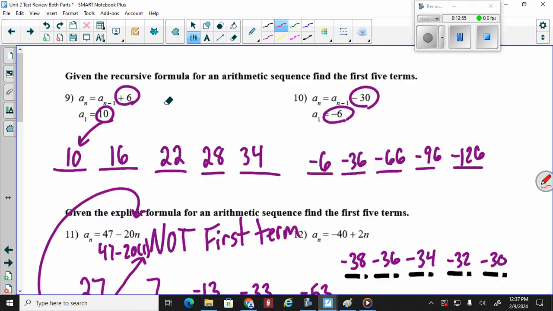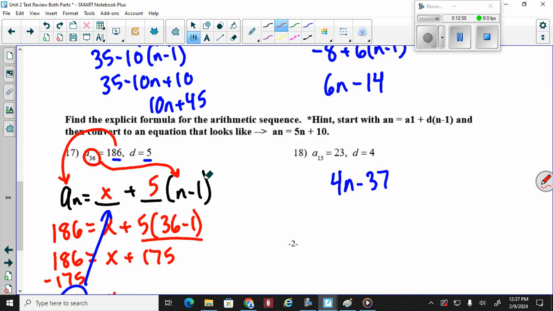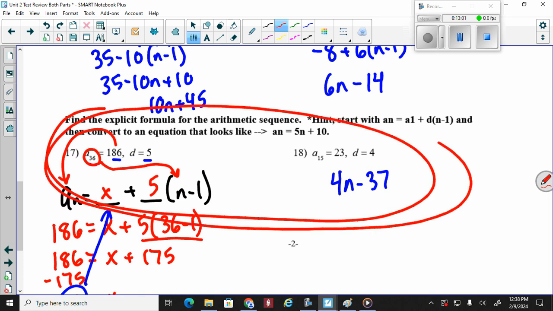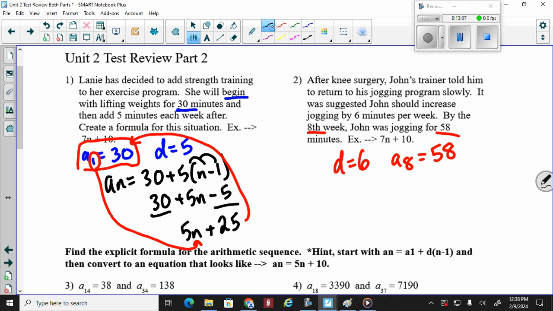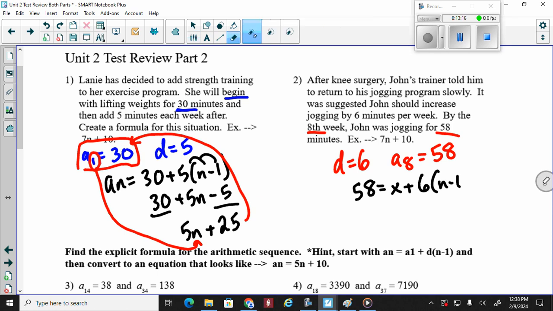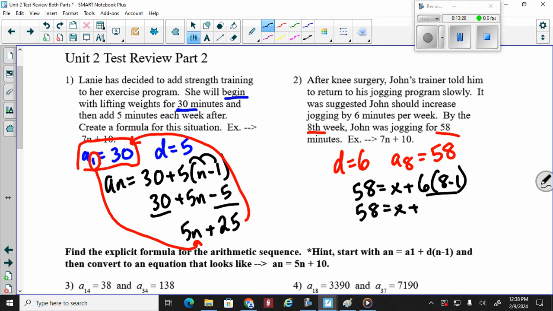Now this question, going back to part 1, is just like these two questions right here, where you're trying to find your first term. We've done this several times at this point. 58 is equal to x plus 6 times n minus 1, but it's no longer n minus 1 because we're using the information, so that's 8 minus 1. When I do all that, it ends up being 42. Subtract, and x is equal to 14. So here's my first term, and here's my common difference.